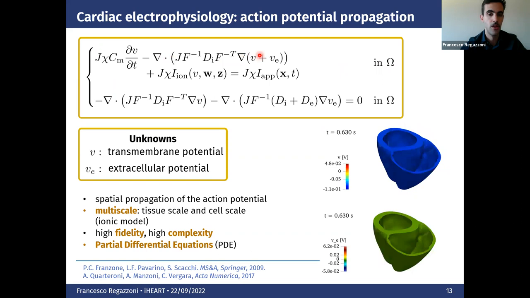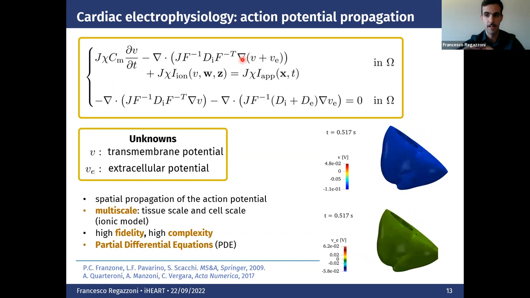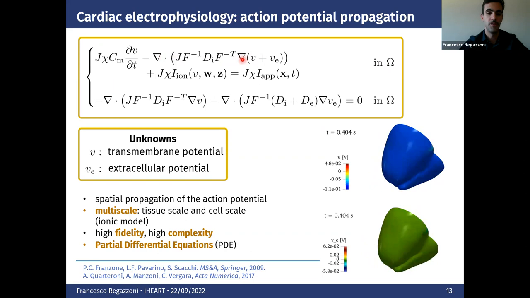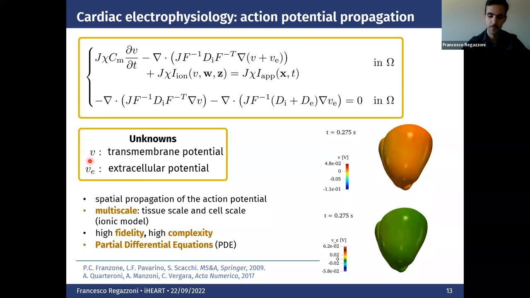So if you are familiar with this kind of equations, here we have the divergence of a gradient, that is a Laplacian, that is an equation that describes the diffusion of this variable. Here the variables are the transmembrane potential and the extracellular potential. And the typical solution is the one that you can see in this picture.